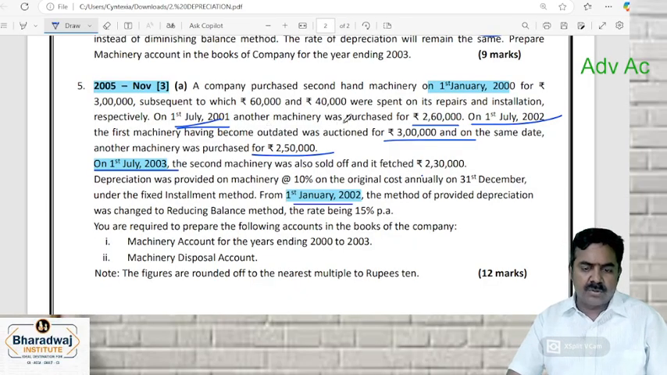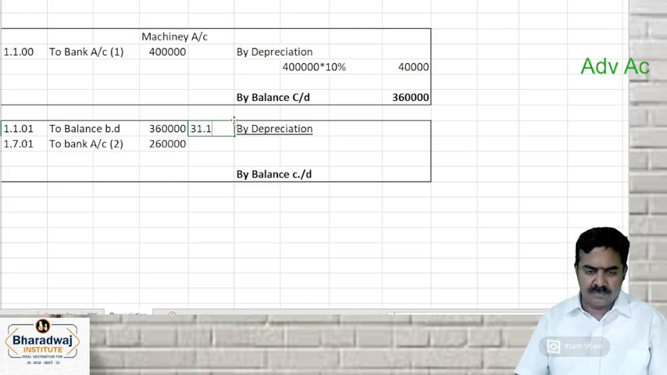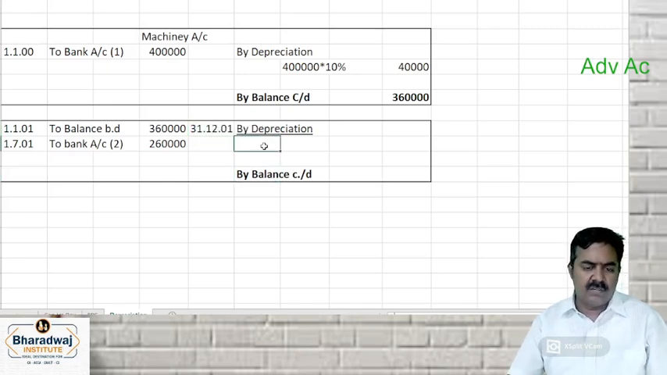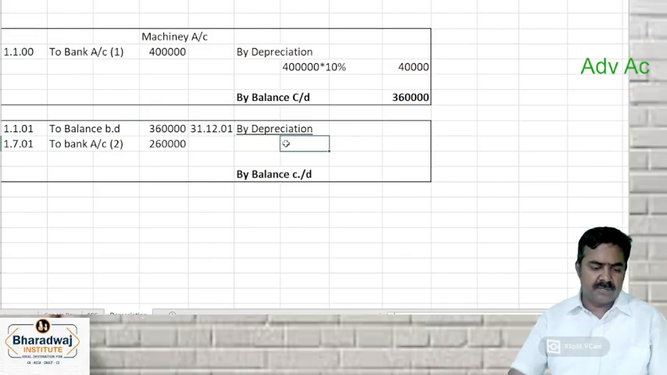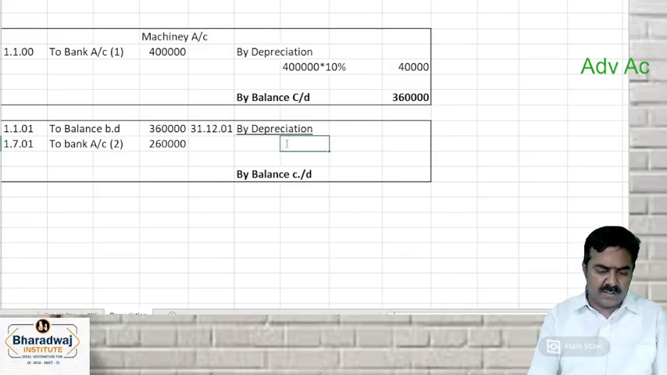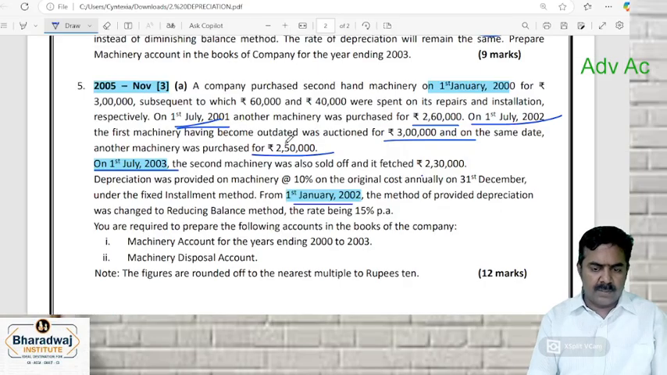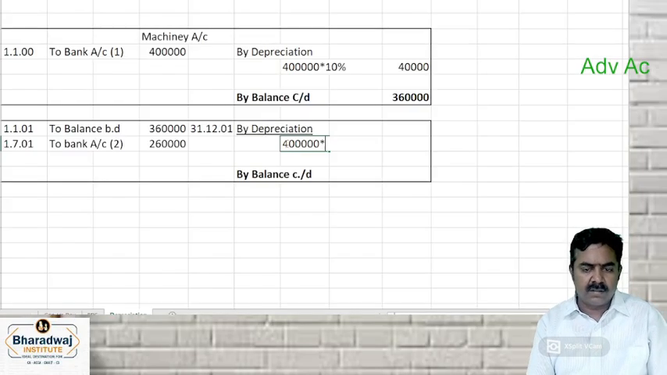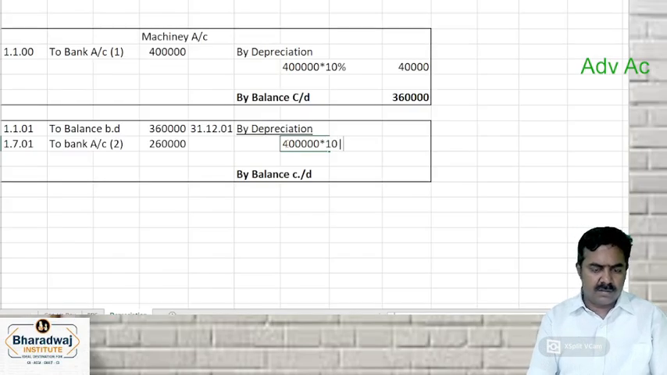Any sale in 2001? No. We are in which method? SLM only. First machinery, 4 lakhs into what percentage? 20%. 20% or 10%? The second machine.